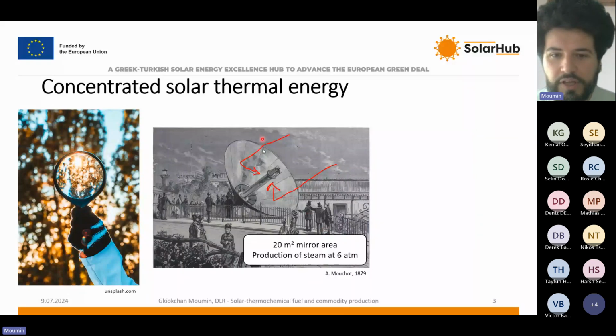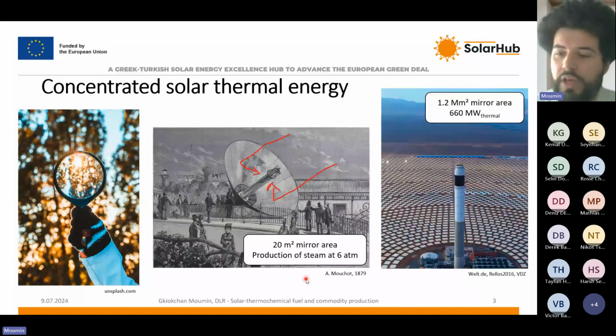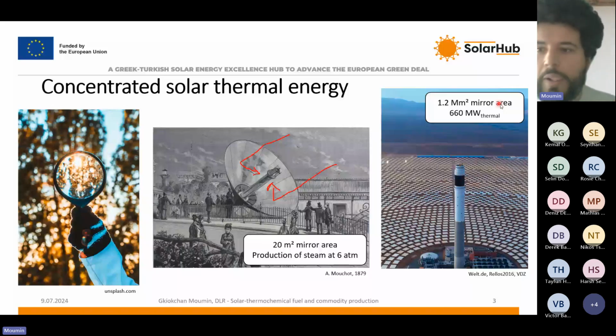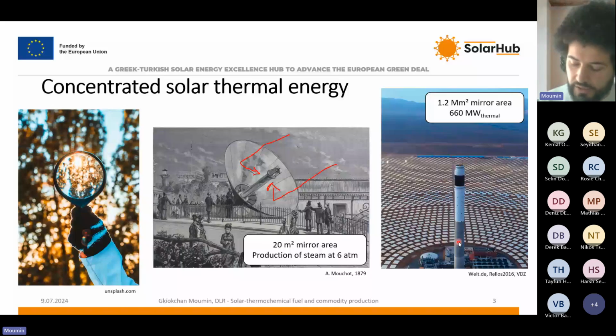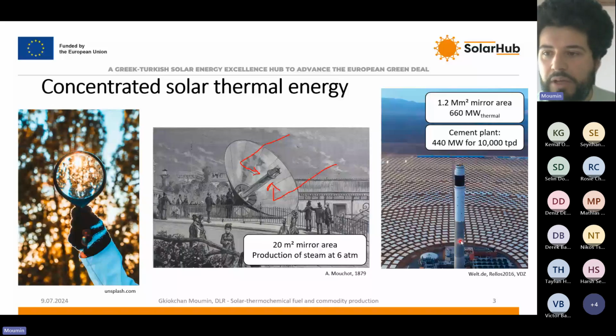So these were the first steps 140 years ago. Currently, we have the biggest solar tower with 250 meters height, 1.2 million square meters of mirror area, and 660 megawatts thermal power, which is produced in this tower. And to put this into perspective, a cement plant at the upper end of the scale, producing 10,000 tons per day of clinker, needs 440 megawatts thermal continuously. So we already see we are in the same magnitude.